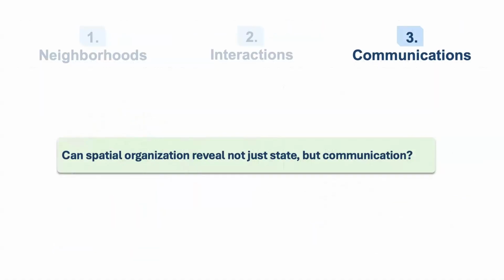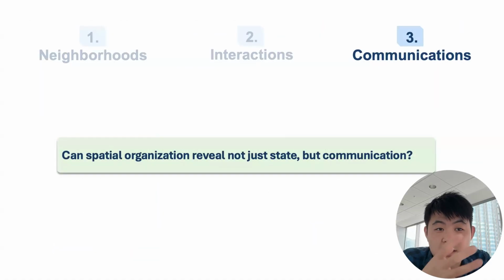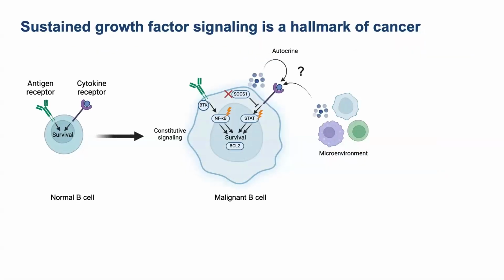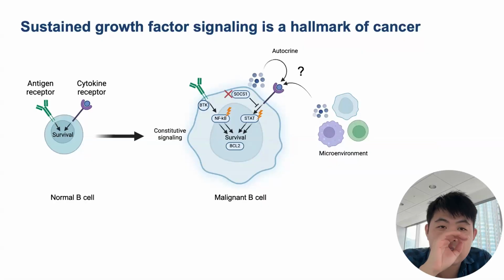And then I just wanted to highlight communications. Can this spatial organization reveal not just changes in tissue state, but communications between cells? Here, I want to highlight an example in growth factor signaling in cancer. Recently, we published an interesting story on growth factor signaling in Hodgkin lymphoma, which is a very particular, interesting cancer type.